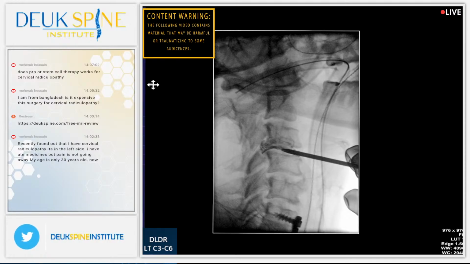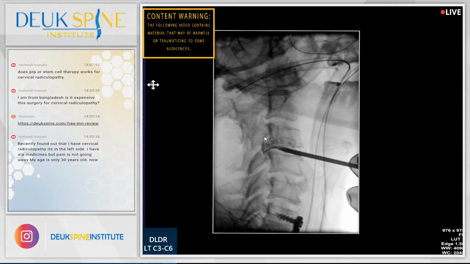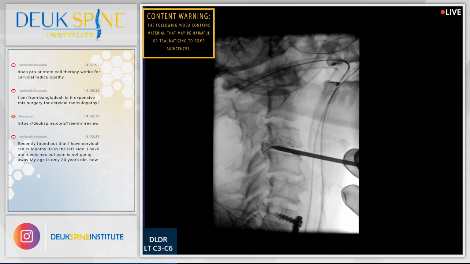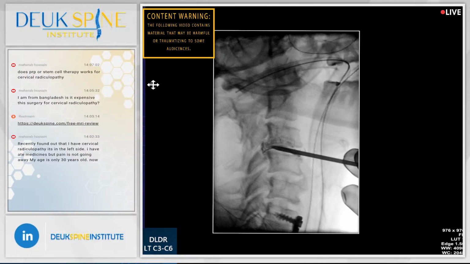Yes. Look at that tear in the back of the disc, folks. Look at that thing. See that black line? That's the tear. That's where the herniation got out, right there. And you can kind of see the herniation. Let's go. Okay. Let's bring that tube in.